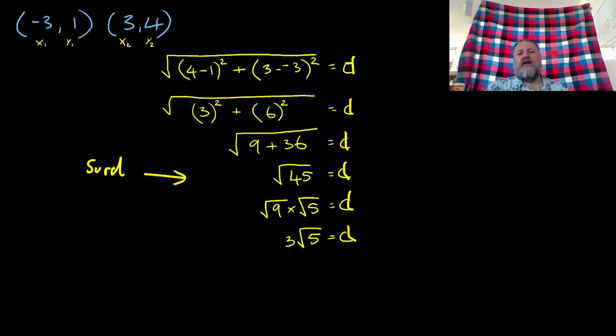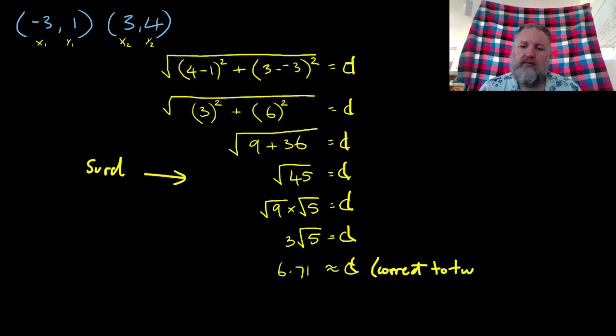That's our distance. But we can round that off as well. We can say that it's approximately 6.71, and what you'd need to say is that this is correct to 2 places. Okay, so that's how you do it. That's how you find the distance between 2 points.